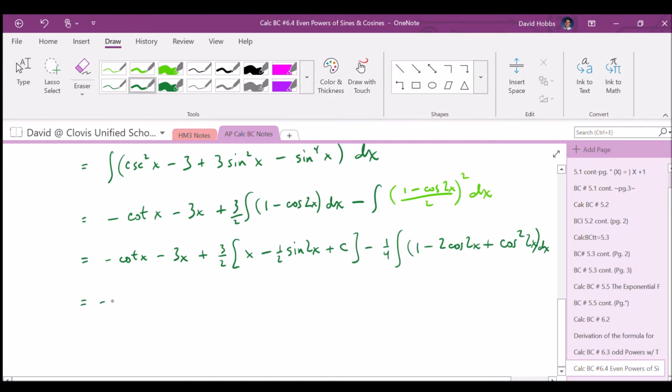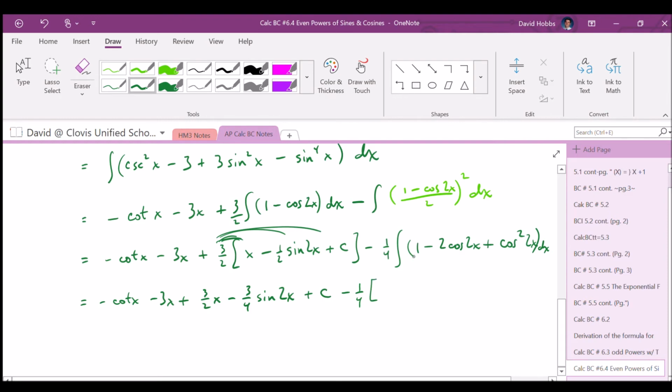Okay, so negative cotangent x minus 3x plus, okay, distribute the 3 halves. And so I've got plus 3 halves x minus 3/4 sine of 2x. By the way, it's very important to keep track and make sure that your 2's look like 2's and your squareds look like an exponent. And 3 halves times a constant is still a constant, okay. Okay, now I've got negative 1/4 times, okay.